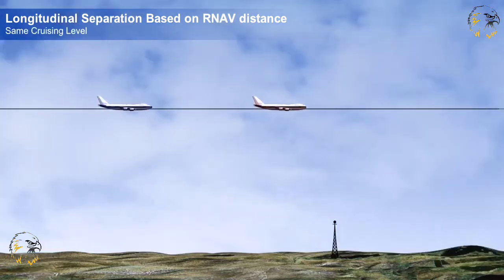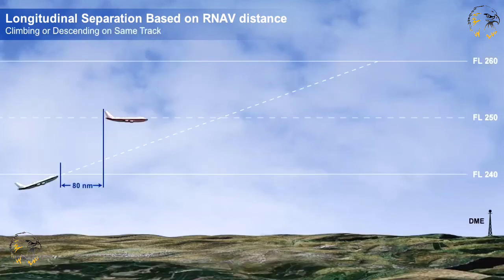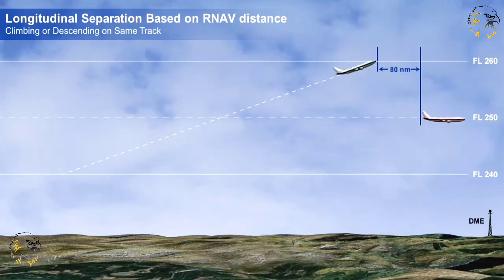The specific requirements for RNAV-based longitudinal separation procedures are: for aircraft at the same altitude, the separation is 80 nautical miles, providing that each aircraft reports position from the same point and separation is checked by obtaining simultaneous RNAV distance readings from the aircraft at frequent intervals. For aircraft climbing or descending on the same track, the separation is 80 nautical miles, whilst vertical separation does not exist, providing that each aircraft reports distance from the same waypoint.